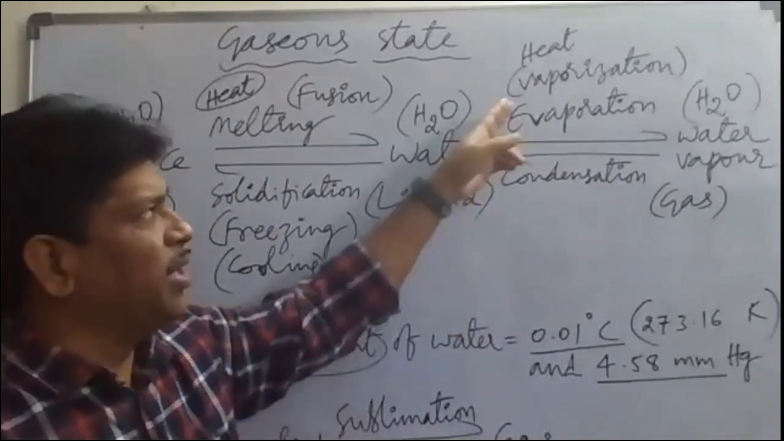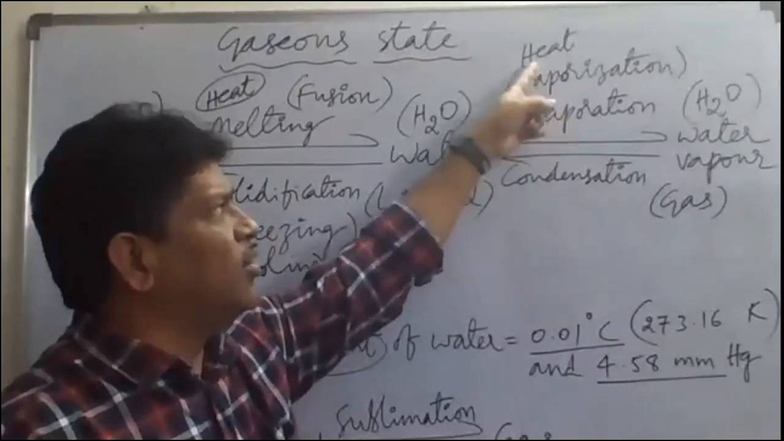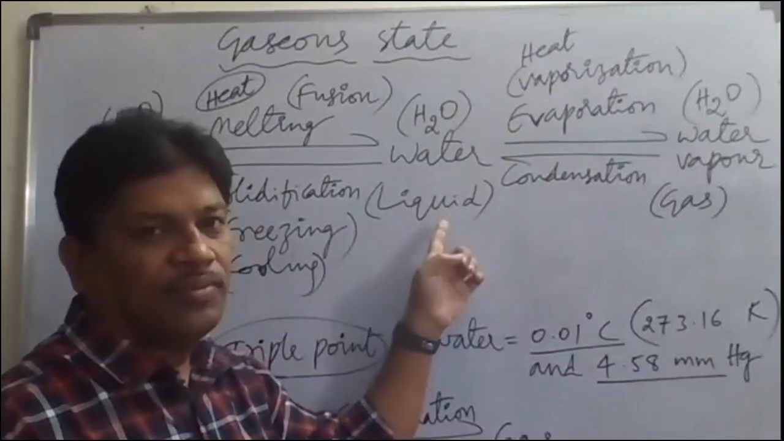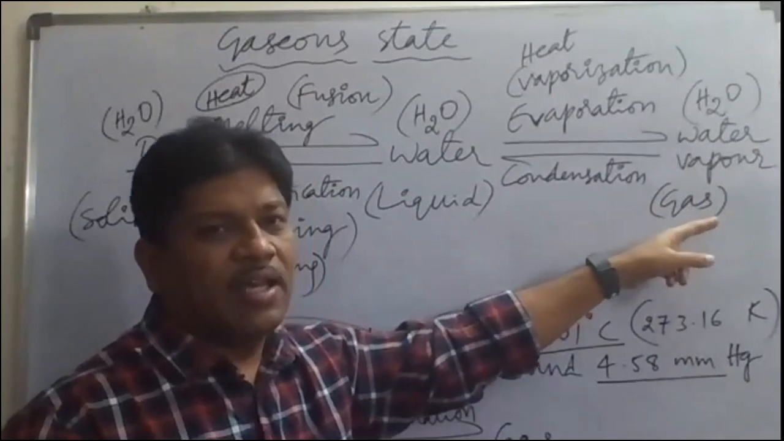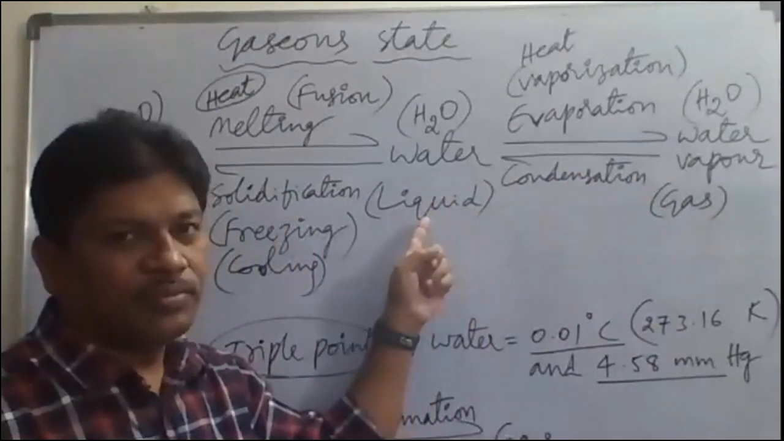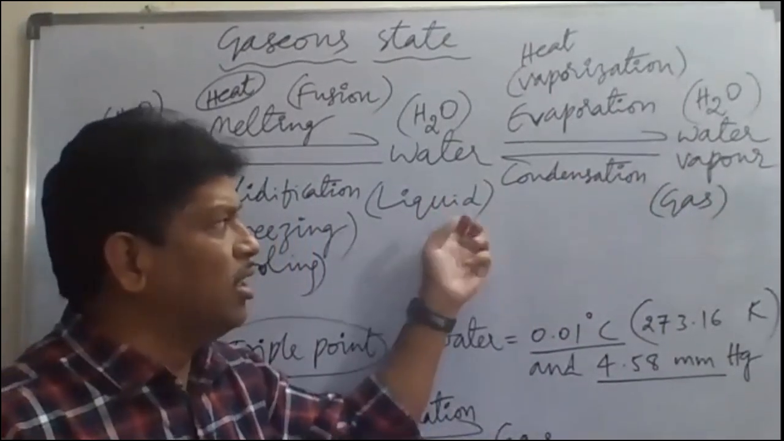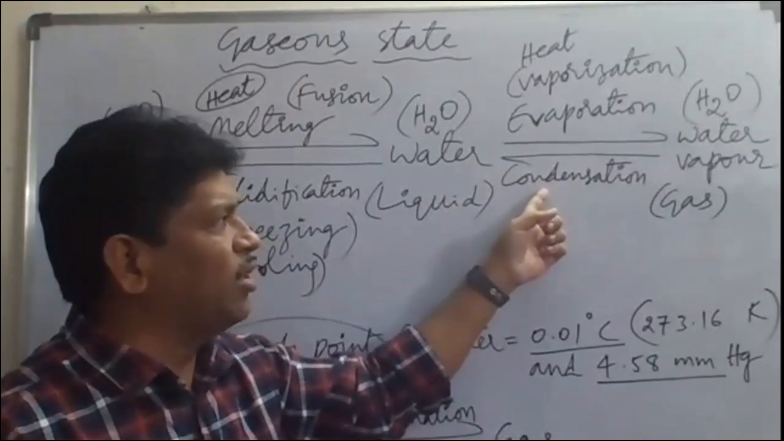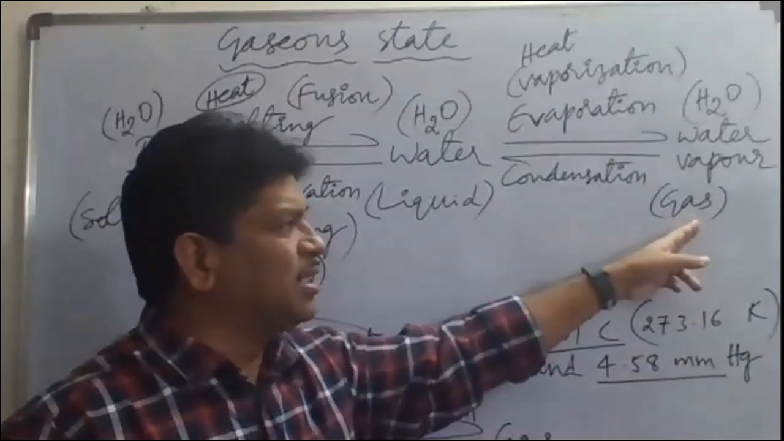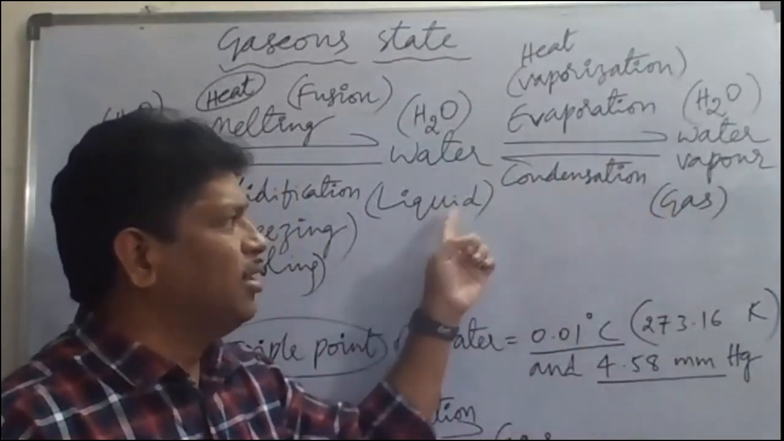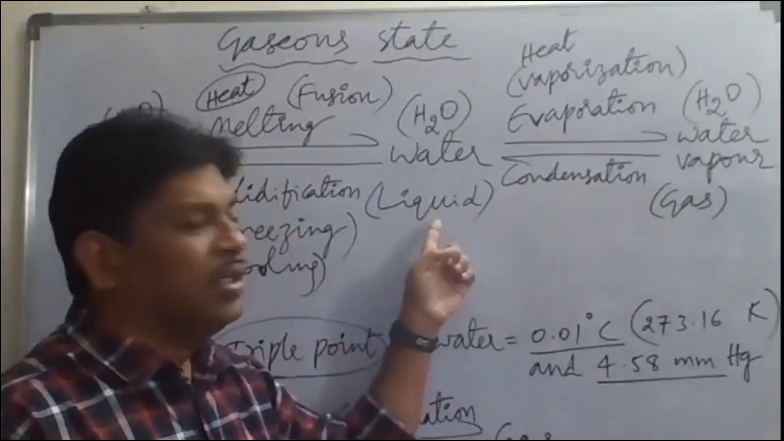Okay, so this vaporization is taking place on heating the liquid water. Next, this water vapor, that is gaseous state, can again be converted back into water. This process is what we call condensation. Condensation means the gas is condensed into liquid.